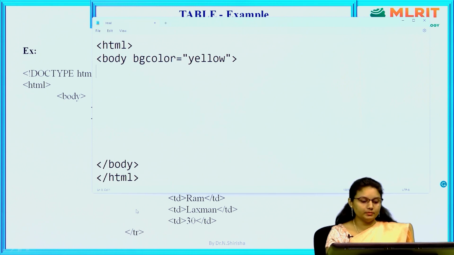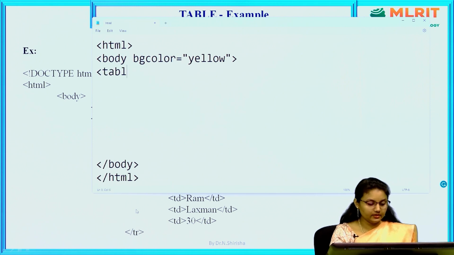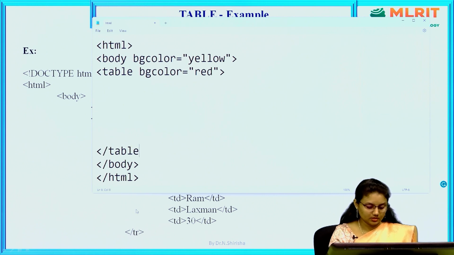To create a table, you have to take a table tag. So the table tag also can be taken with the background color. So I'm giving a background color for a table. Say I'm giving it as red. Okay. Then for any table, you have to close the table.